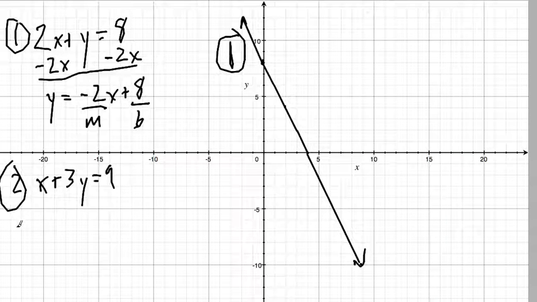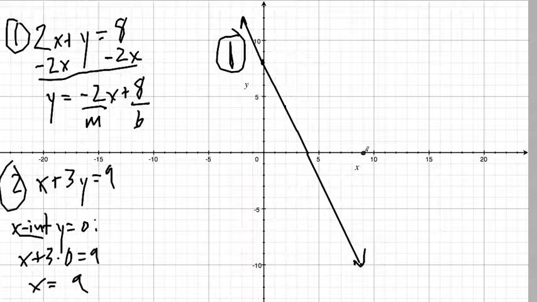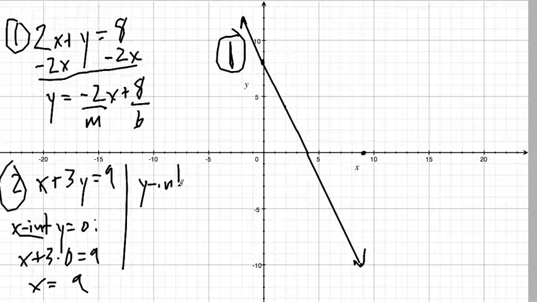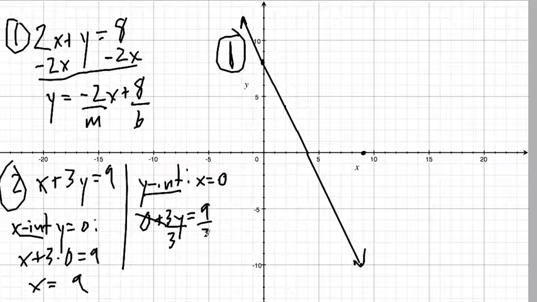Why don't we use a different method here? Let's find the x and y-intercepts. To find the x-intercept, we set y equal to 0, and this gives us x plus 3 times 0 is equal to 9, or x is equal to 9. Great, there is our x-intercept. To get our y-intercept, we set x equal to 0, and we get 0 plus 3y is equal to 9, so the 0 is gone. We divide both sides by 3, and we have that y is equal to 3.